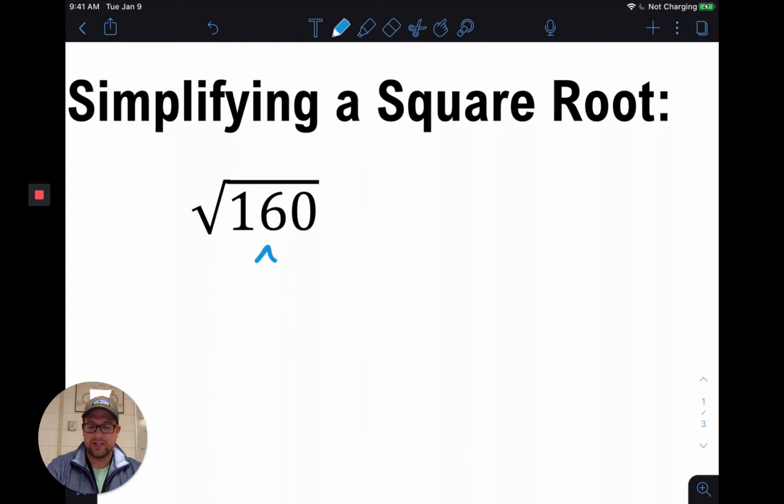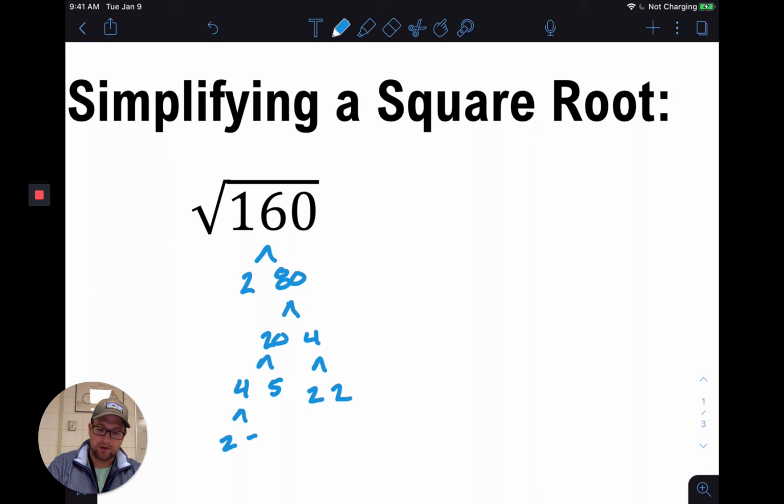Maybe you haven't done one of these in a while, but once you see it, you'll be pleasantly reminded. So a prime factorization tree is just looking at numbers that go into the 160 that we have in the radicand there. So 2 times 80 is equal to 160, so we can break that down. If we did 20 times 4, 20 times 4 is equal to 80, so we can break that down. 4 could then be broken down into 2 and 2. 20 could be broken down into 4 and 5. And 4 could be broken down into 2 and 2.